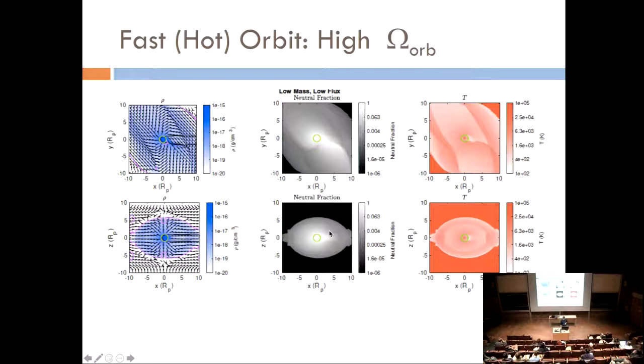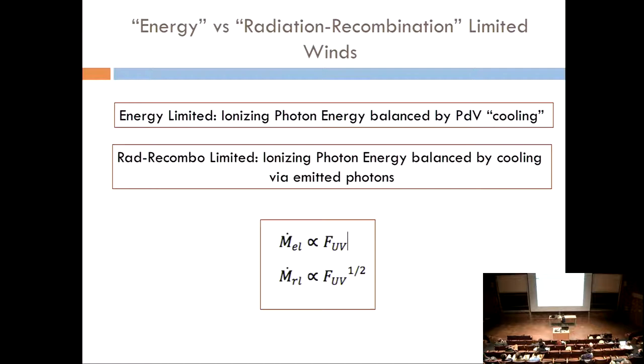Okay, so now that you have these simulations, one of the questions you can ask is about the difference between the energy limited and the radiation recombination limited regime. Which one are we in? And the important thing is, from analytics, you can find that in the energy limited case, the mass loss rate should go linearly with the UV flux, and in the radiation recombination limited case, where you're losing some energy into photons that disappear, the dependence goes as flux to the 1/2.